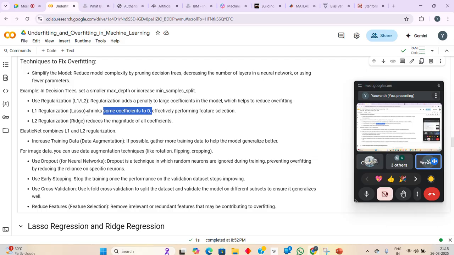L2 regularization is also called ridge regression. What it will do is reduce the magnitude of all the coefficients. Every coefficient has a magnitude and direction, right? So it will reduce the magnitudes of those coefficients. That is what L2 regularization does. If you combine both L1 plus L2, then that is called elastic regularization.